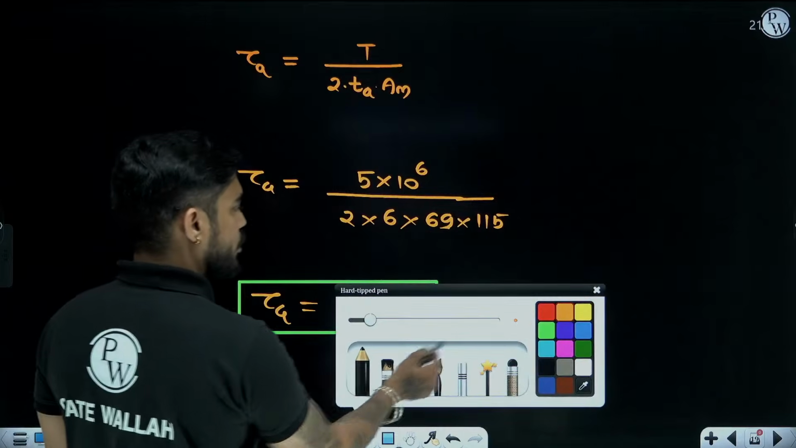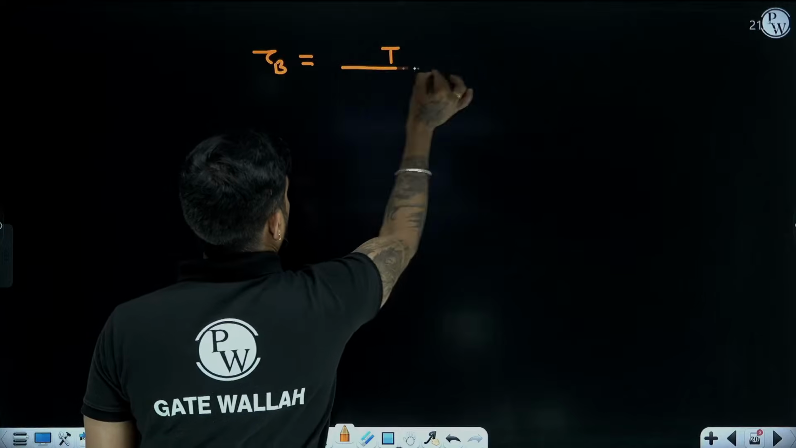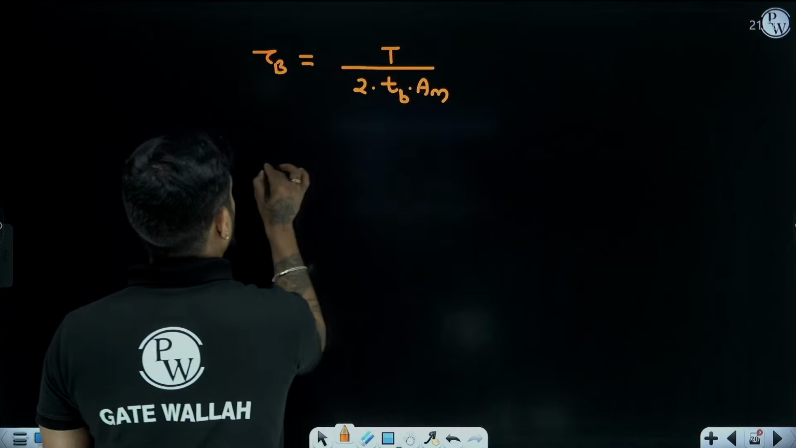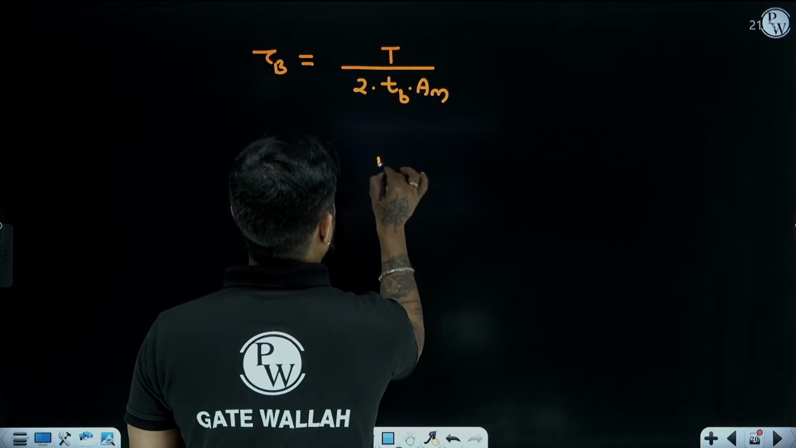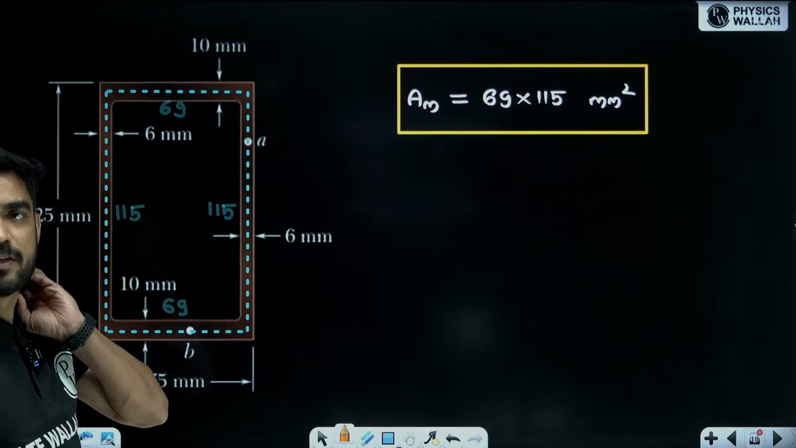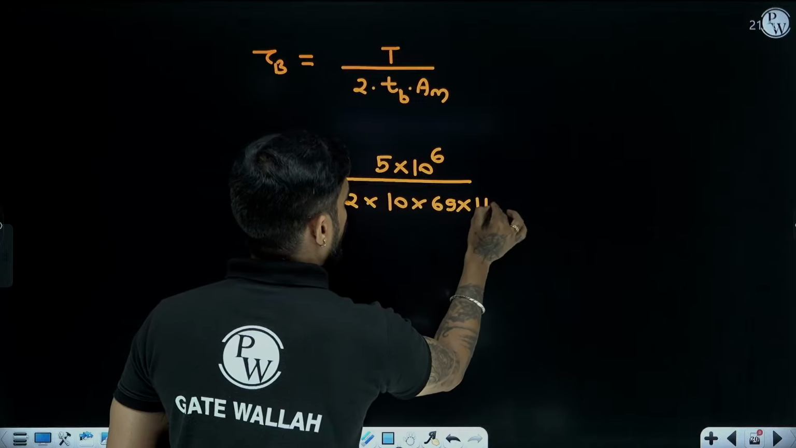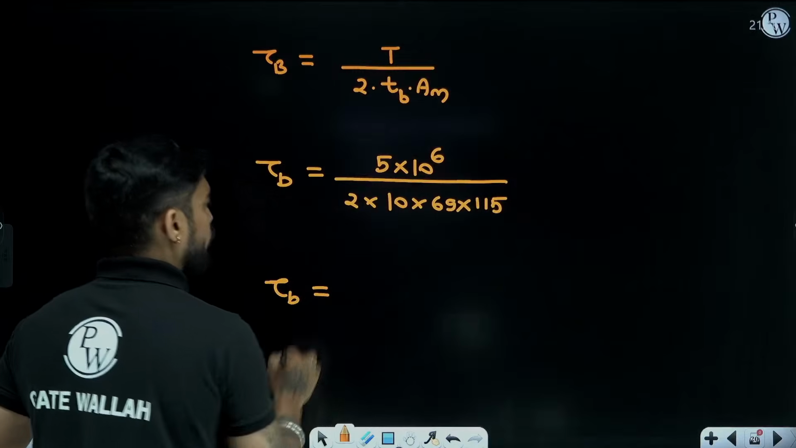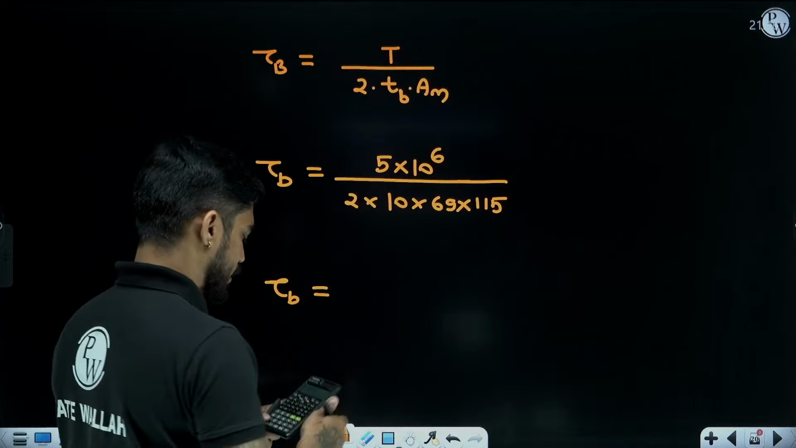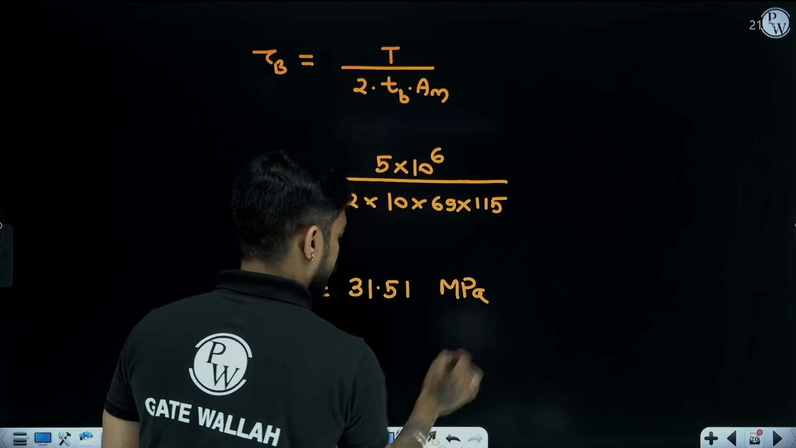Now, if you want to calculate shear stress at point B, all you need to do is just change the thickness. So this will become 2 into tB into AM. The torsional moment is the same. At point B, what is the thickness? It is 10 mm. AM will be the same, 69 into 115. So tau B will be how much? 5 into 10 to the power 6 divided by 20 into 69 into 115. 31.50598, 31.51 megapascal.